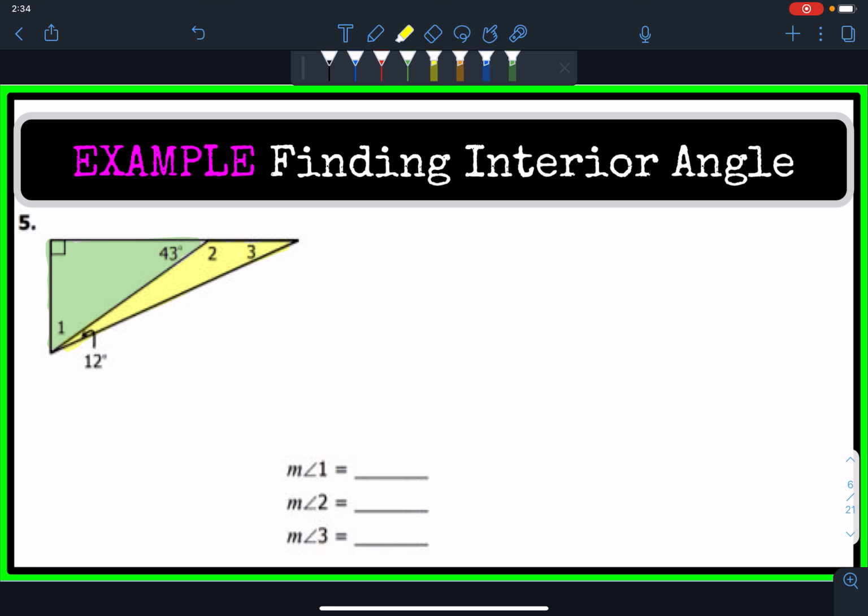So on the green one, we can figure out the measurement of angle number 1, that angle right there, by simply subtracting from 180, subtracting the 90 and subtracting the 43. So again, I could do it one step at a time, subtract 90 first, then subtract the 43. Or I can simply subtract the total of those two numbers, which is 133. So 180 minus 133 is equal to 47. So angle 1 is equal to 47.